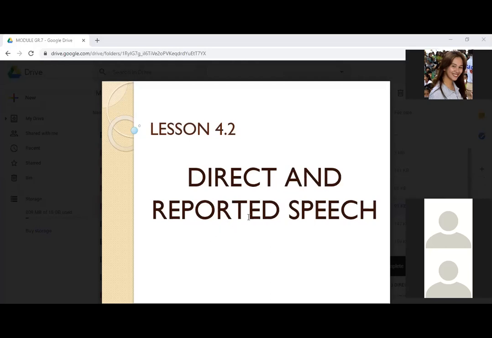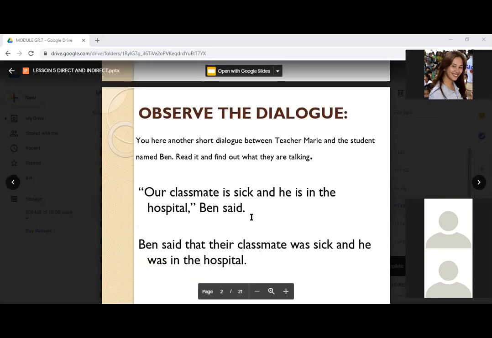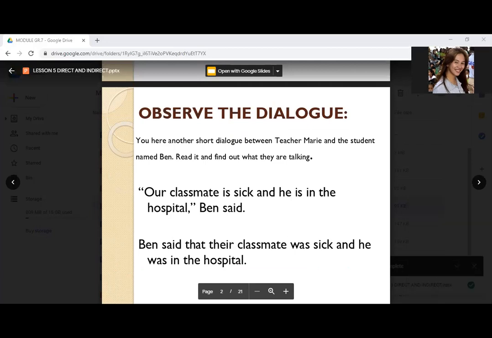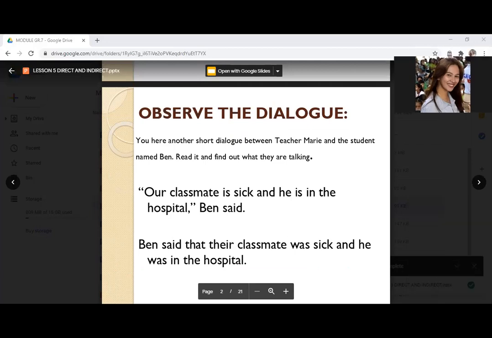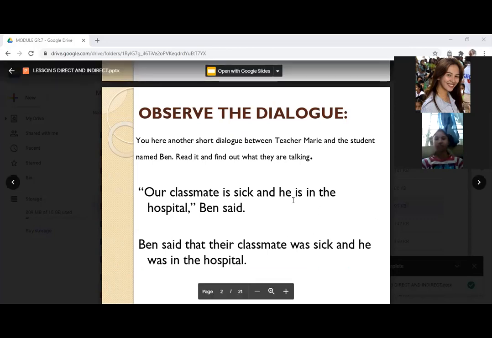Now, observe the dialogue. This is our first task. We need to observe the dialogue first. We have two dialogues. The first dialogue, let me read it for you: "Our classmate is sick and he is in the hospital," Ben said. The second dialogue is: Ben said that their classmate was sick and he was in the hospital. Those are the two dialogues.